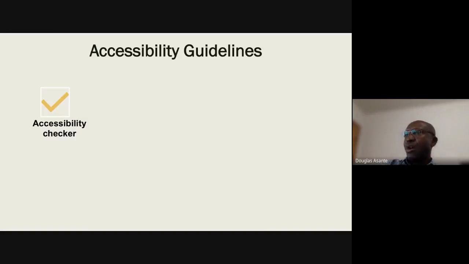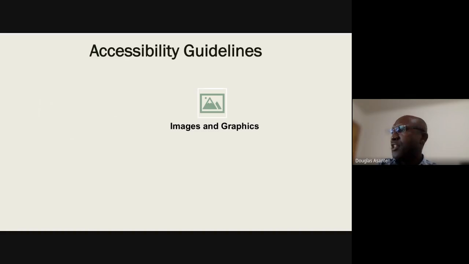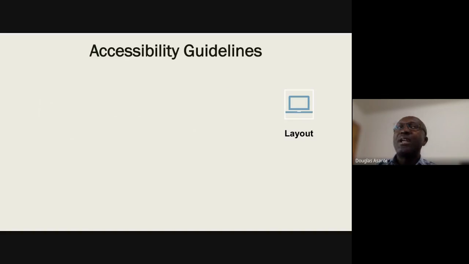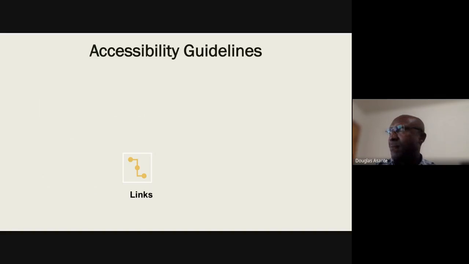Good. So we'll be looking at the accessibility checker in PowerPoint and in Word. And then we'll look at color and contrast, images and graphics, and how we can have a good layout to create an accessible document or accessible file for our learners. Then we'll look at videos and audios, how we can make them accessible. How about links? How do you make them accessible? We'll look at tables and then fonts.